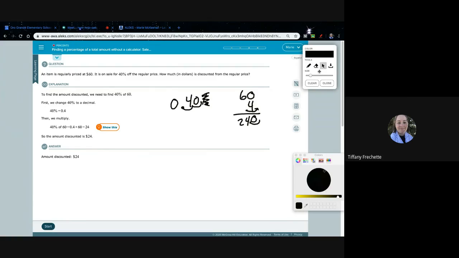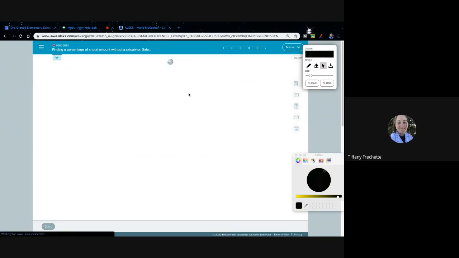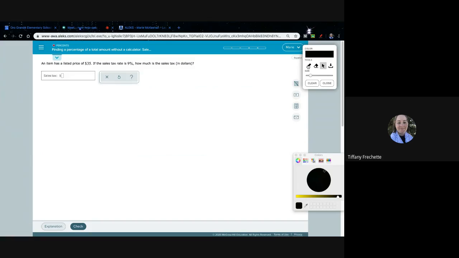So this is what we're going to do on this one. I'm going to clear and we're going to start it. Okay. An item has a listed price of $35. If the sales tax rate is 9%, how much is the sales tax in dollars? So an item has a listed price of $35. We know this. So $35, this is how much it is. And we want to know how much the sales tax is after, if it's a 9% sales tax rate.